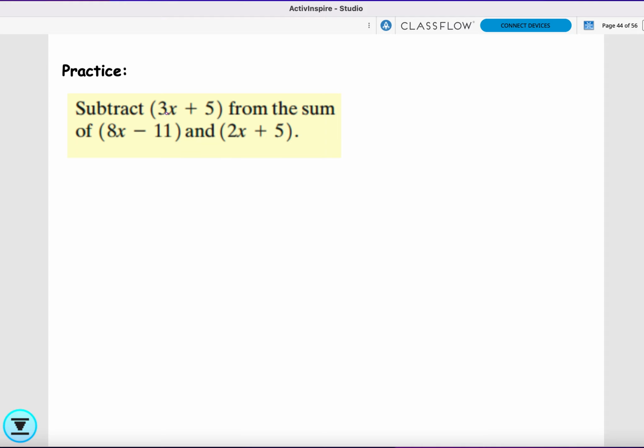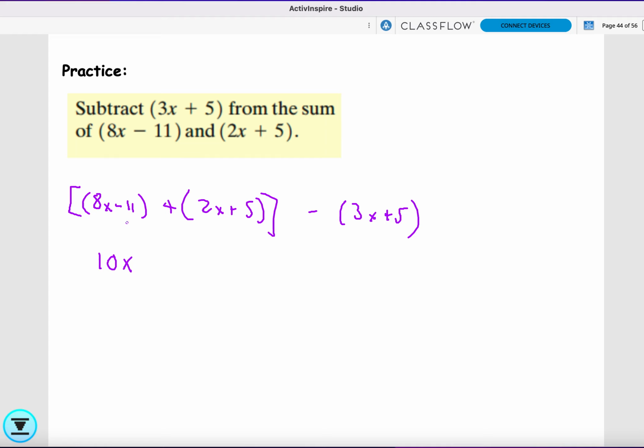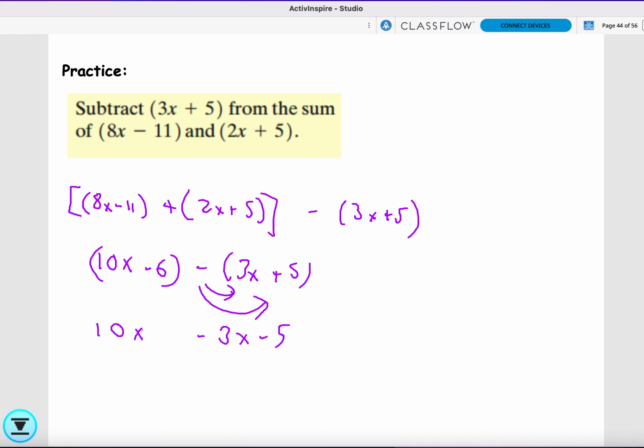So subtract this from the sum of that. So it'll be bracket parentheses 8x minus 11 plus 2x plus 5 bracket minus 3x plus 5. So combine these two guys. 8x plus 2x is 10x. Negative 11 plus 5 is negative 6. So then minus 3x plus 5. Distribute the minus sign. So then we get negative 3x minus 5. Bring down the 10x minus 6. So 10x minus 3x is 7x. Minus 6 minus 5 is negative 11. And we're done.